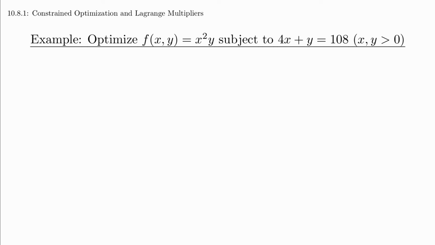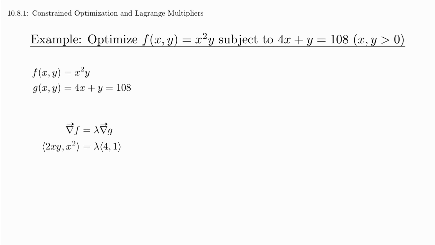I don't quite like how the book does this example, so we're going to briefly overview the steps that I would use to solve the problem. You can pause the video to read the steps line by line, but this is something you should take as an outline and work through the algebra yourself. The function f that we're trying to optimize is x squared y, and the constraint is the equation 4x + y = 108. Notice that the function g is the left side of the constraint equation. When we plug this into the Lagrange multiplier equation and set the components equal to each other, we get 2xy = 4 lambda and x squared = lambda. Don't forget that we also have the constraint equation 4x + y = 108. There are 3 equations and 3 variables, and so we can begin to solve this.